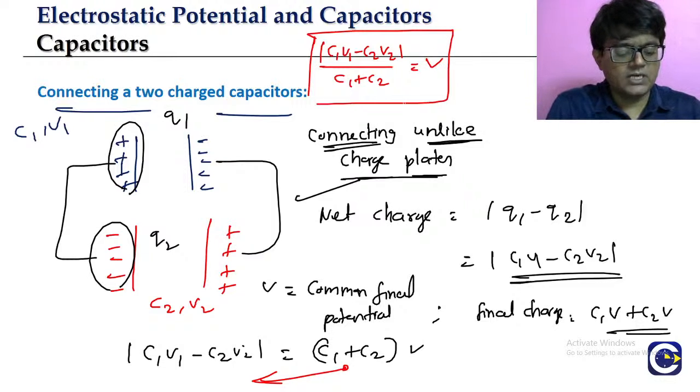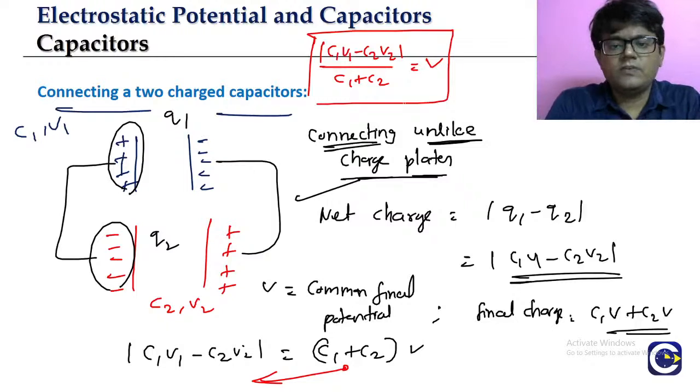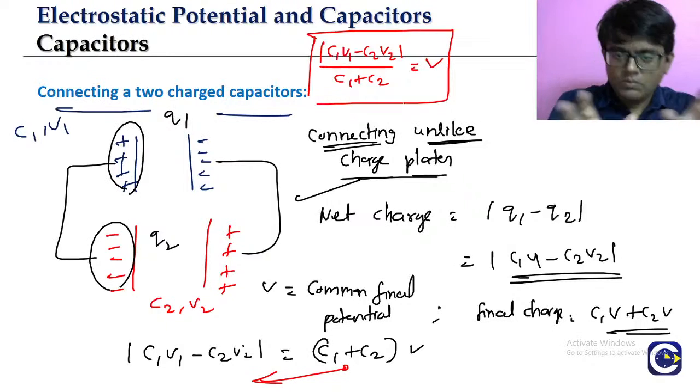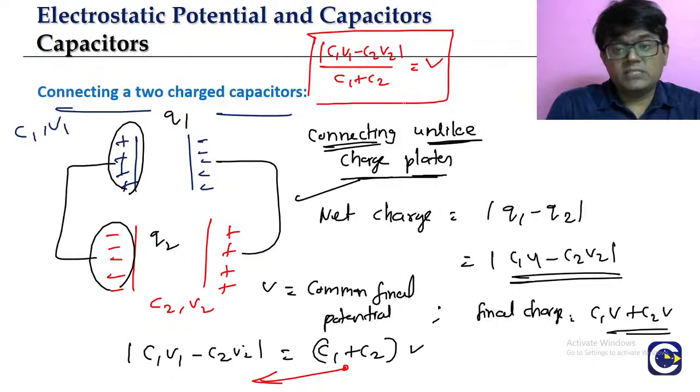So this is about the connecting of these capacitors. Maximum we will have up to this level. What is the case we discussed previously? One of them is charged, the other is uncharged, and the two are connected. That is the standard model. We must definitely practice those values and results.